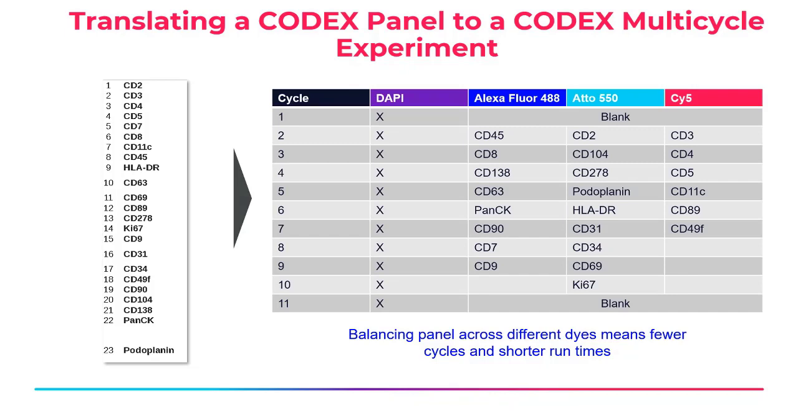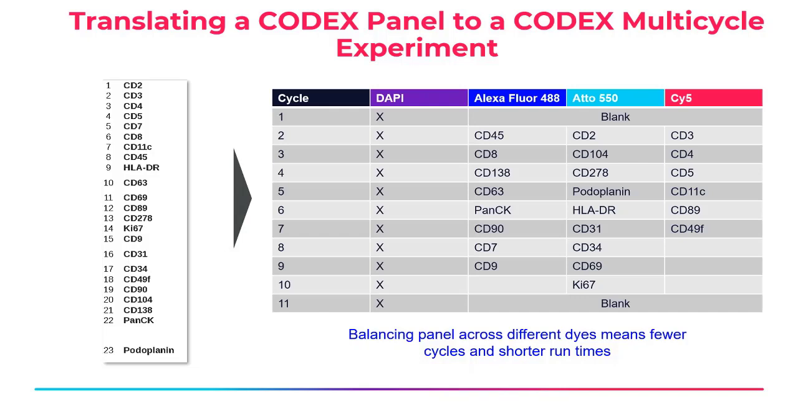Now that we have used the panel design tool to organize our panel, we can see how our panel translates to a CODEX multicycle experiment. Of course, the first and last cycles are blank cycles, and these are used for background subtraction purposes. Remember, CODEX reveals 3 markers at a time plus DAPI in a cyclic fashion. Therefore, each cycle includes 4 distinct spectrally unique fluorophores.